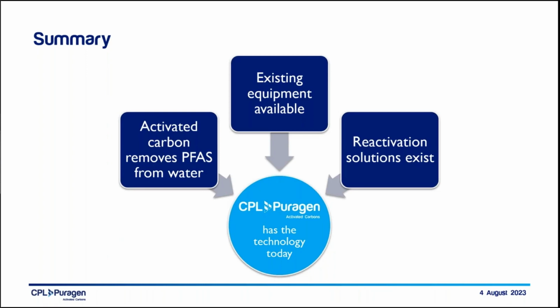So here's a summary of what I hope you guys have picked up today. Activated carbon is a powerful adsorbent, and it's capable of adsorbing a wide range of molecules, including PFAS. CPL Purigen can provide high-performance gas and liquid phase activated carbons and the related equipment to deal with a wide range of applications, including PFAS removal from process waste and drinking water. And activated carbon that was used to remove PFAS can be recycled and the PFAS destroyed using the ReactSys technology. This is an environmentally sustainable and circular solution.